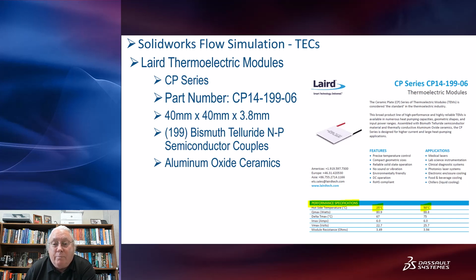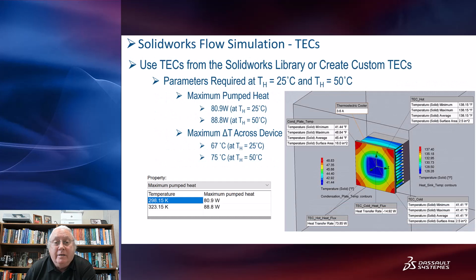And here is what that looks like when you put it into SolidWorks on this next page. I'm just using the information from the previous page. So I've got to put in these parameters at both the hot side temperature of 25 degrees C and when the hot side is 50 degrees C. So in this case, there are 2 data points. And this particular property box down here is for this first data point. It wants to know the maximum pumped heat. So I put in the temperature, 25 degrees C, it pumps 80.9 watts. If it gets up to 50 degrees C, it can pump 88.8 watts.